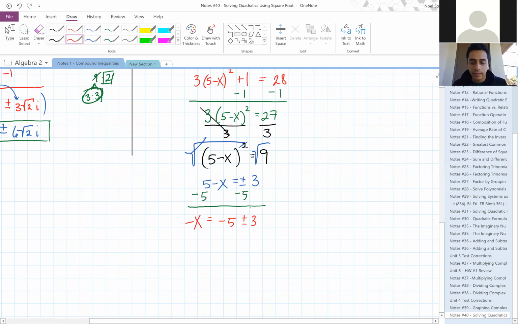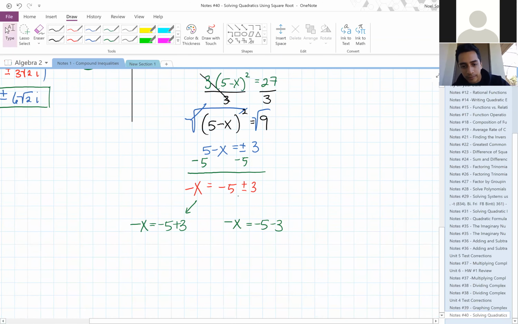This is probably one of those situations where you might want to split it up just to be a little bit more comfortable, because notice how x is not by itself. You have a negative there, right? So if you're not sure how to approach this, then just simply split this up into the two different equations. You have negative x is equal to -5 plus 3. And then you also have negative x is equal to -5 minus 3.